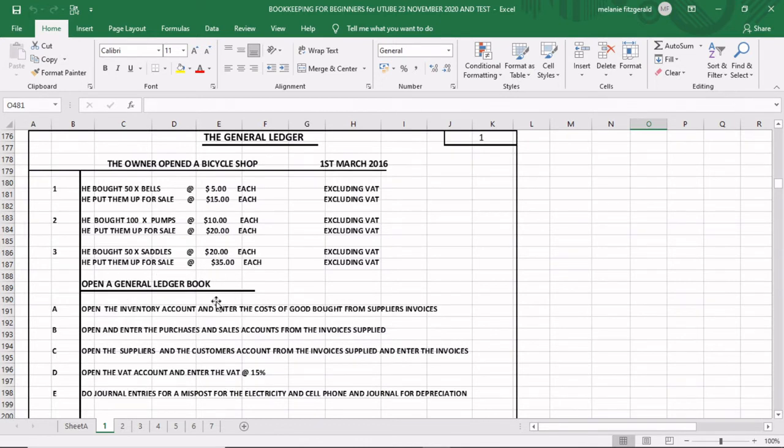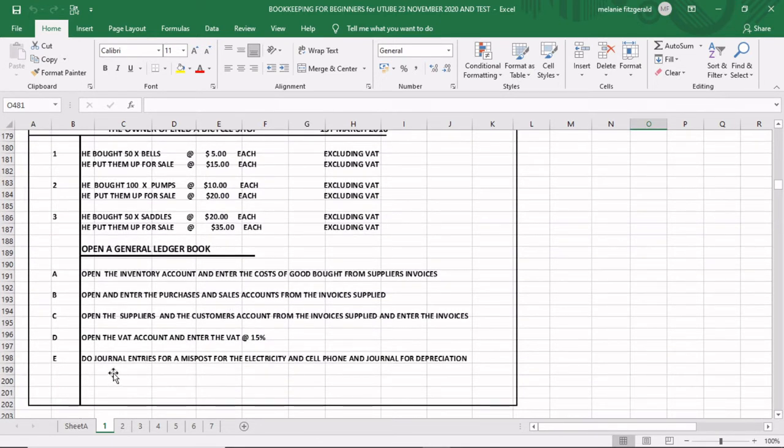Now we're going to open up a general ledger book. But this is the train of thought, the way we are leading the lessons. So these points here are not in this lesson. They come in later lessons. But A and B we're going to do right now. Number A, you open up the inventory account and enter the cost of goods bought from the supplier's invoices. B, we open and enter the purchases and sales accounts from the invoices supplied. We're going to do that right now.